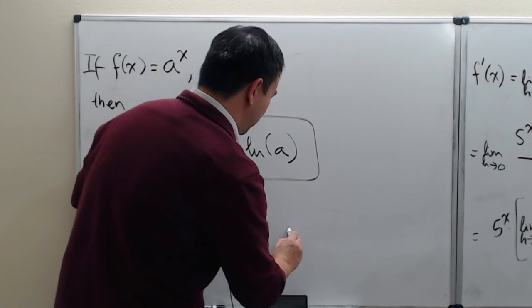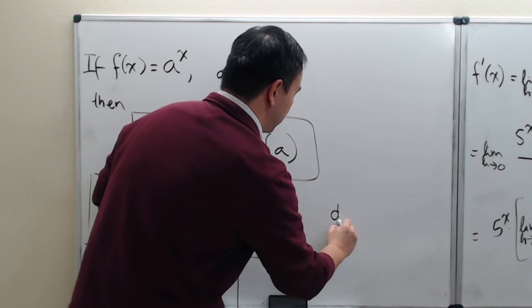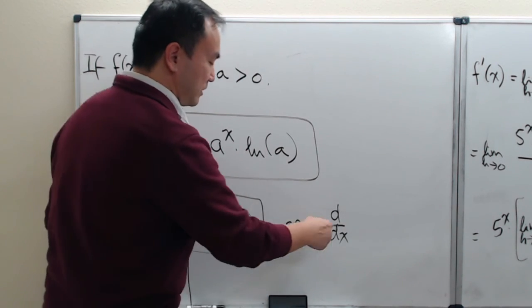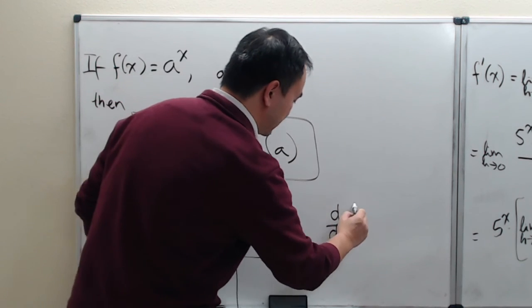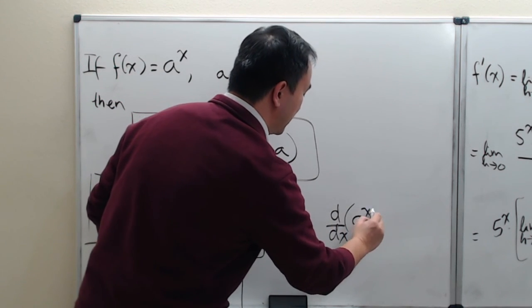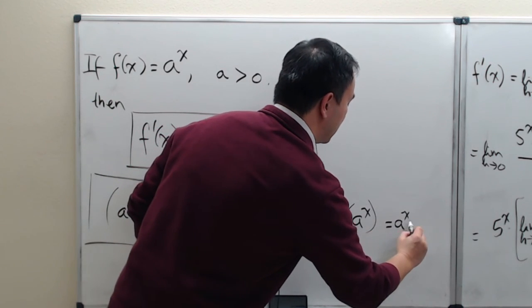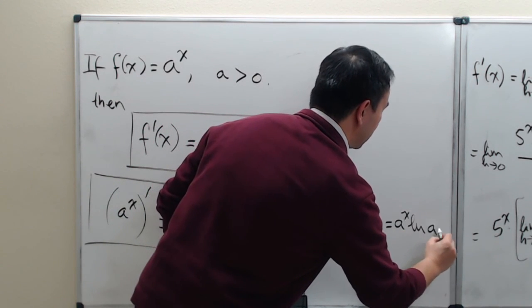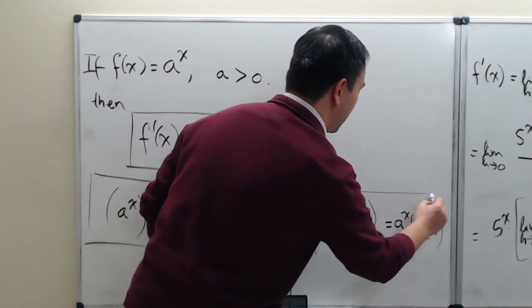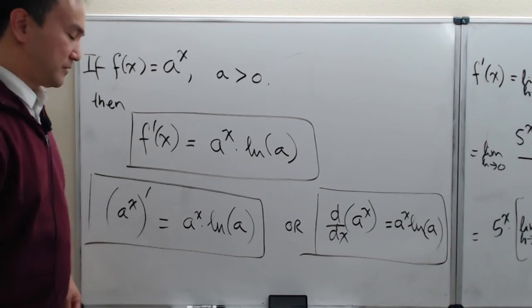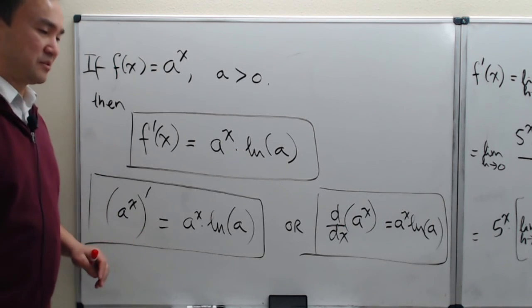Or we have another symbol right here, an alternative, the Leibniz symbol, d dx. We're taking the derivative of the a to the x function. Okay, and that turns out to be a to the x times the natural log of a. Okay, 3 different ways we are expressing our rules for derivatives of exponential functions.